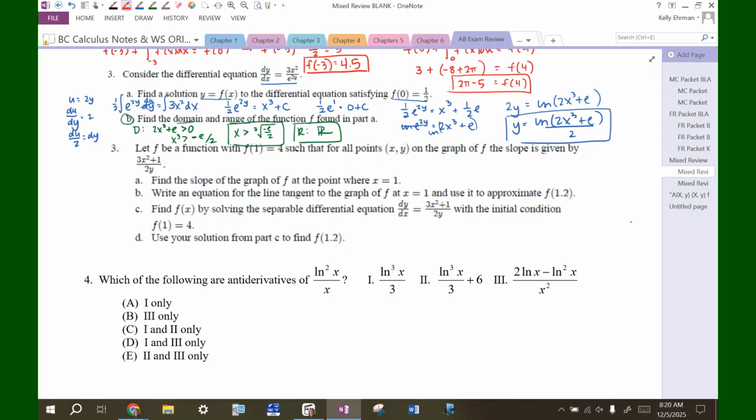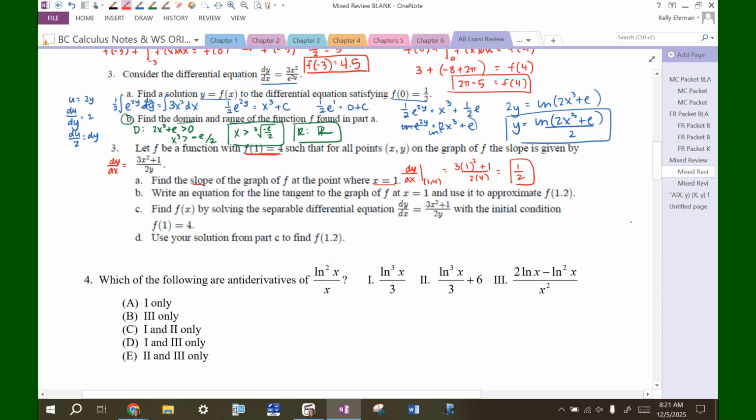All right, number 3. Let f be a function with f of 1 equals 4, such that for all points x, y on the graph of f, the slope is given by this. So this is the dy dx equation. Find the slope of the graph at the point where x equals 1. So remember, when x equals 1, y equals 4. So dy dx evaluated at (1, 4) is equal to 3 times 1 squared plus 1 over 2 times 4. 3 plus 1 is 4. 4 over 8 is 1/2.